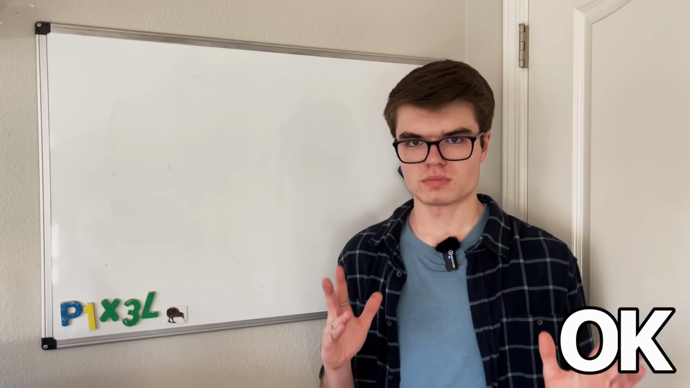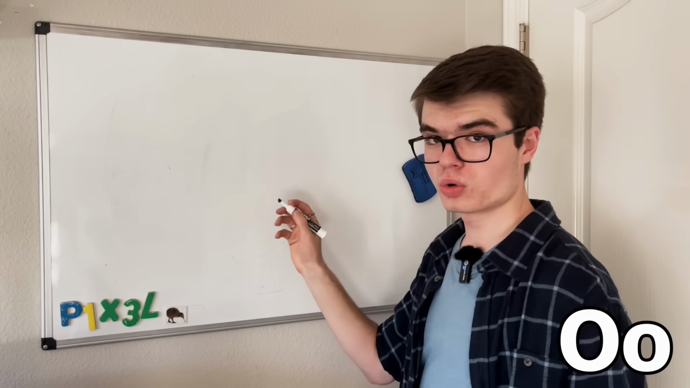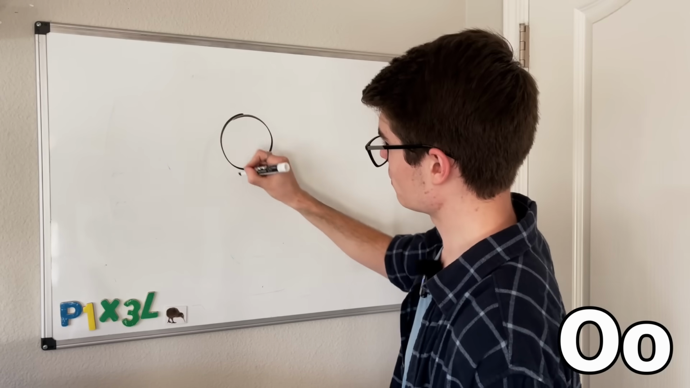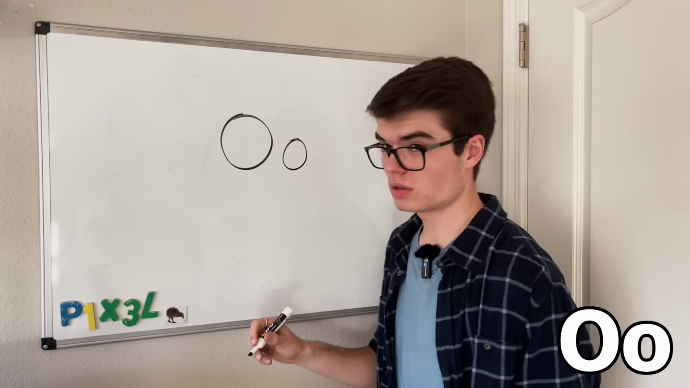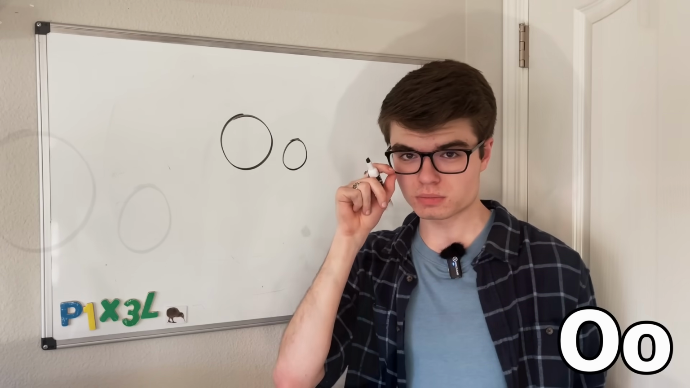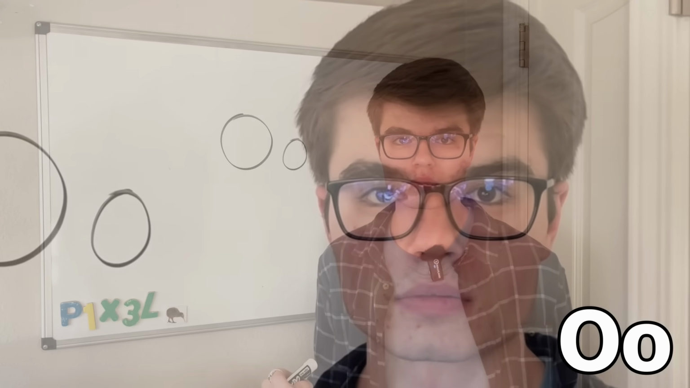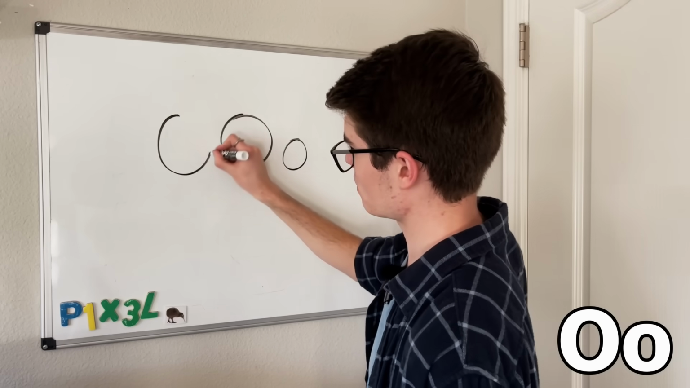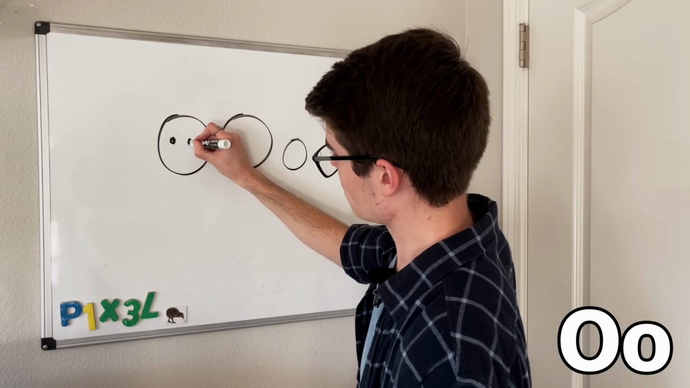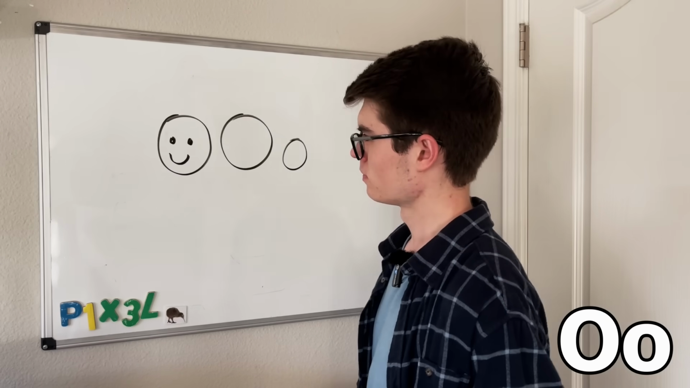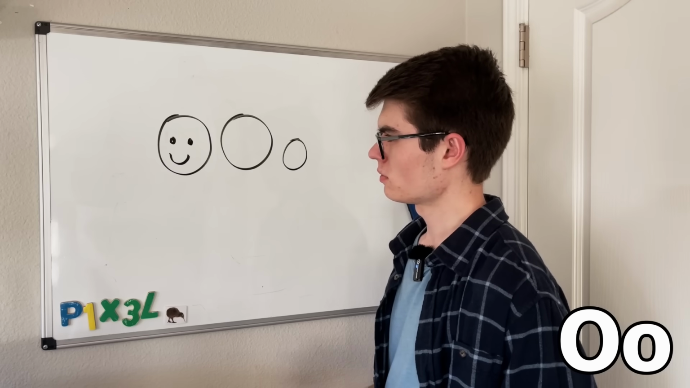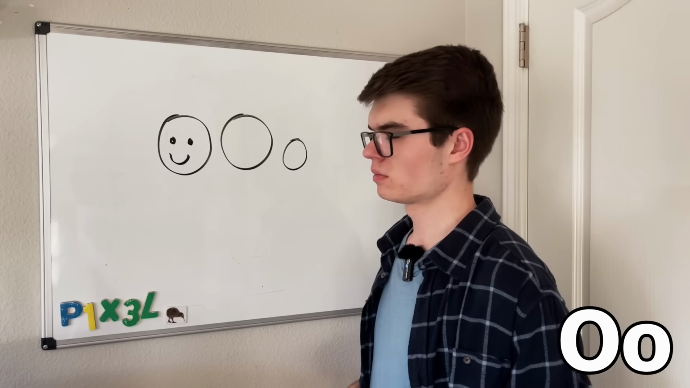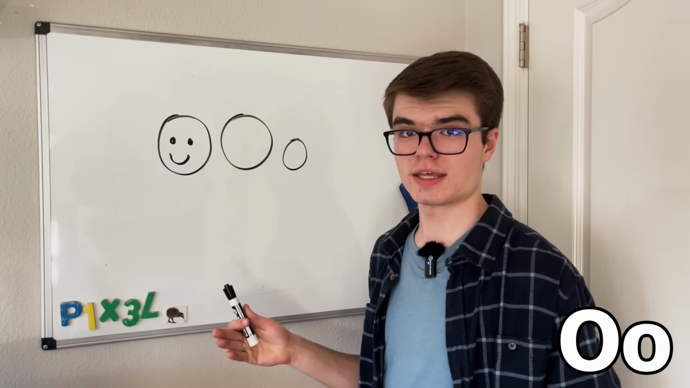Okay. Hear me out on this one. Where'd my pen go? I lost it. There it is. O is a circle. You know what else is a circle? Well, not my head, but you know what I mean. So why not just... I'm not kidding, that's my design.